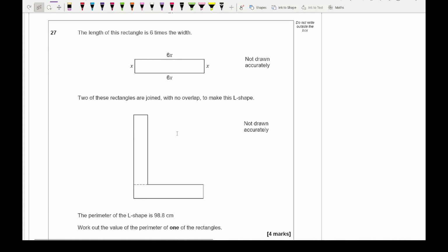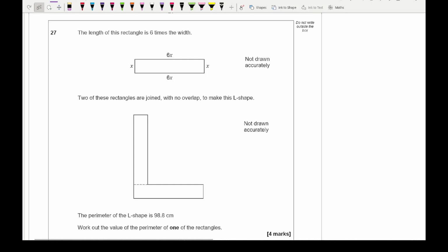Moving on to question 27, it says the length of this rectangle is 6 times the width. Two of these rectangles are joined with no overlap to make the L shape. The perimeter of this L shape is 98.8. Work out the value of the perimeter of one of the rectangles.